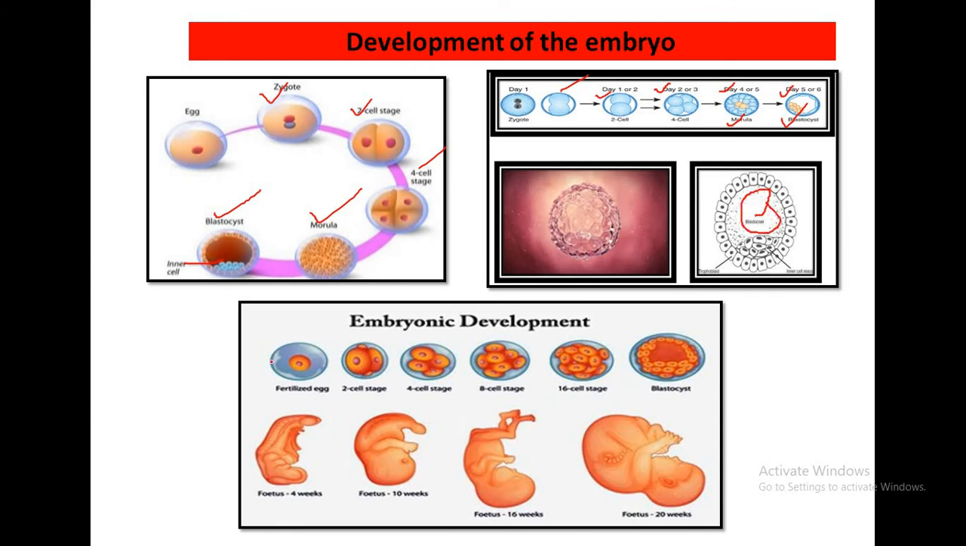Here you can see this picture of the embryonic development. This is the fertilized egg, this is the 2 cells, then 4 cells divided, and again the fertilized egg divided into the 8 cells, this is called blastocyte. This again divided into the 16 cells stage, and this blastocyte is here.